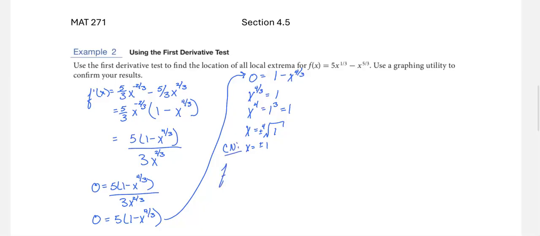But we also need to think about, where is the derivative undefined? That derivative is undefined anywhere that denominator is equal to 0. And that's going to happen at x equals 0. So that's a critical number also. So my critical numbers are going to be -1, 0, and 1. So those are the numbers that go on my sign chart.